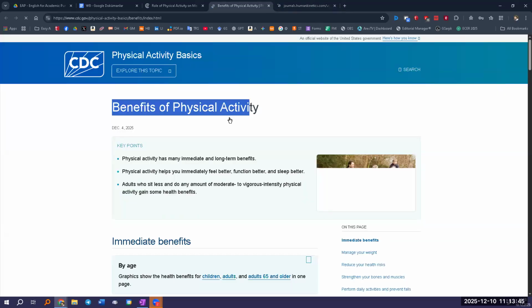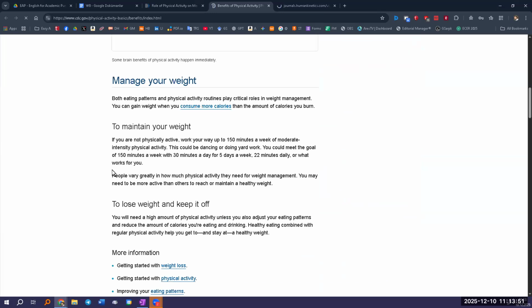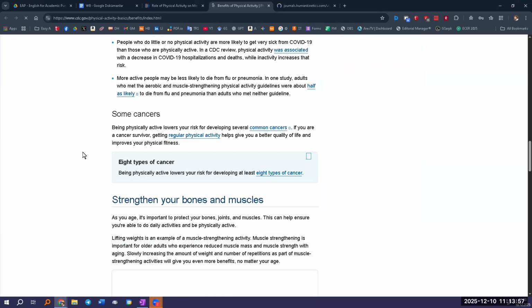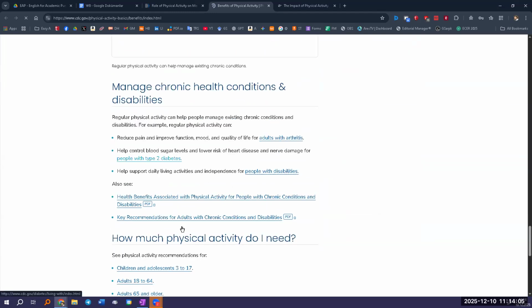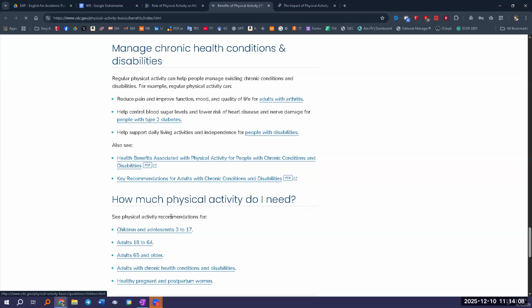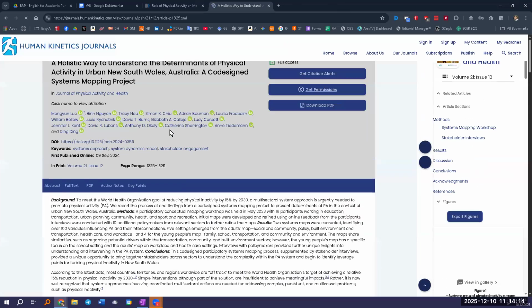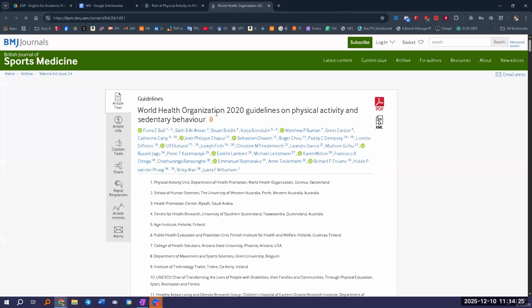Benefits of physical activity. Well, well, well. Those are in the form of blog web posts and direct you to some resources. Not bad. The impact of physical activity and well-being, exactly. Role of physical activity in mental health, a review.